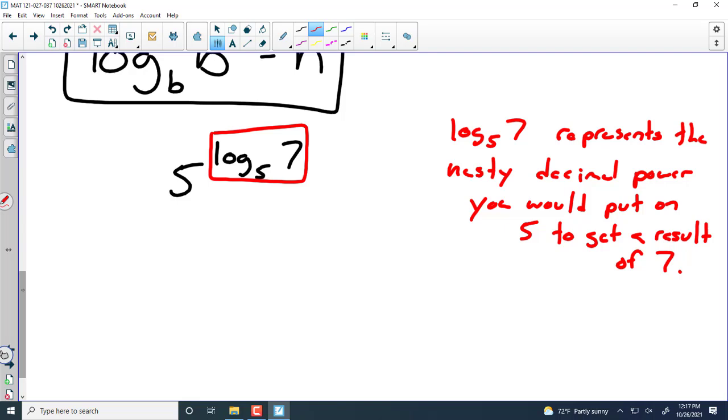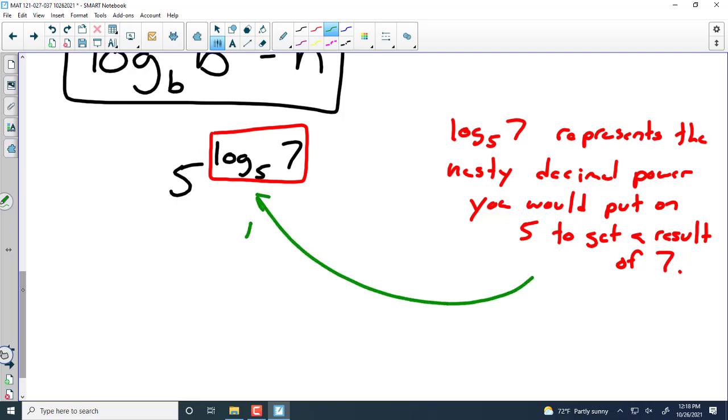I know that this right here is asking for the power you would put on 5 to get 7. That is a really, really ugly decimal. One that I can't even do on my calculator right now because my calculator can only do base 10 and base e. I'll show you how to get around that later, by the way. So I don't know what that number is, but I do know what it represents. It is the power that I would put on 5 to get 7.